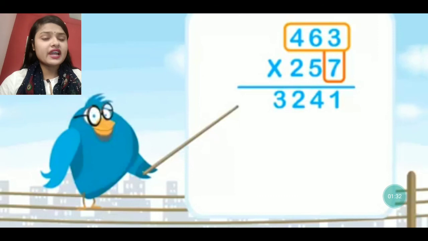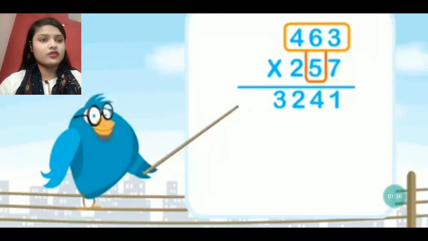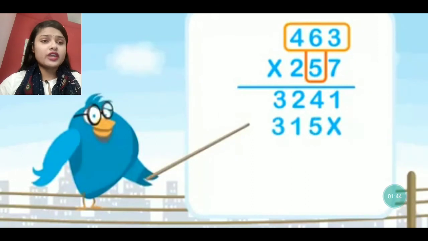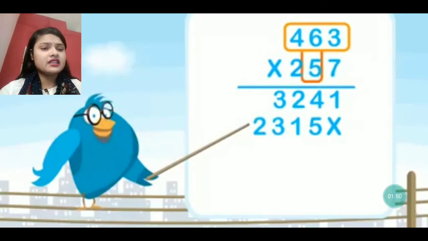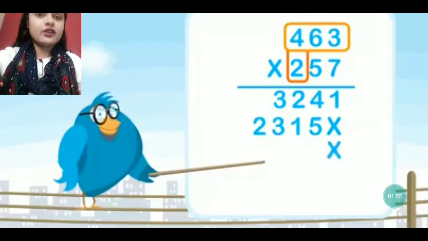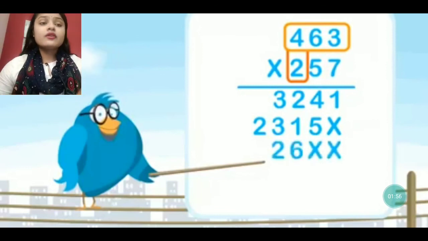What will you get as a product? 3241. When you multiply, you will get this as the product. Now you will move to the next place. Now it is written 5. Then we will multiply all the digits with 5. We will first put a cross at the first place, and then when we multiply, we will get 2315, my dear.